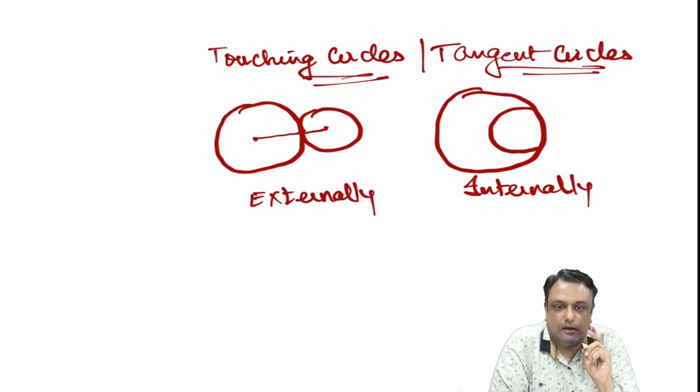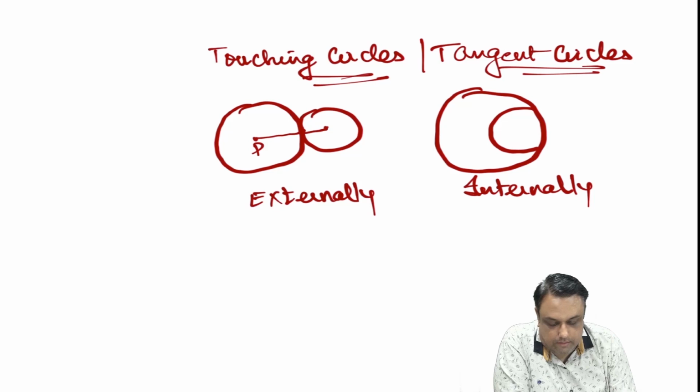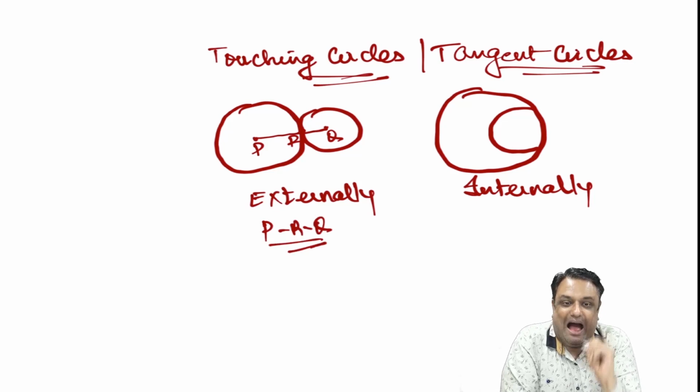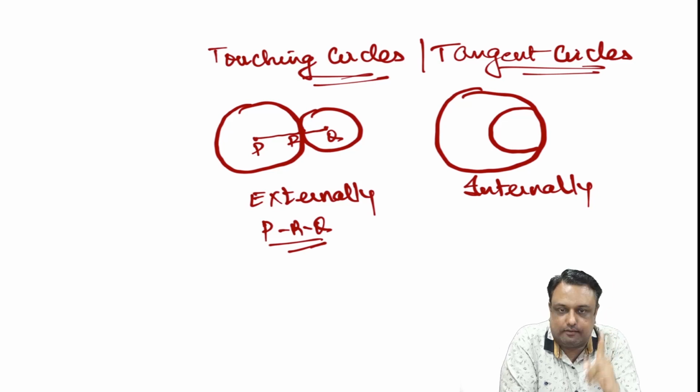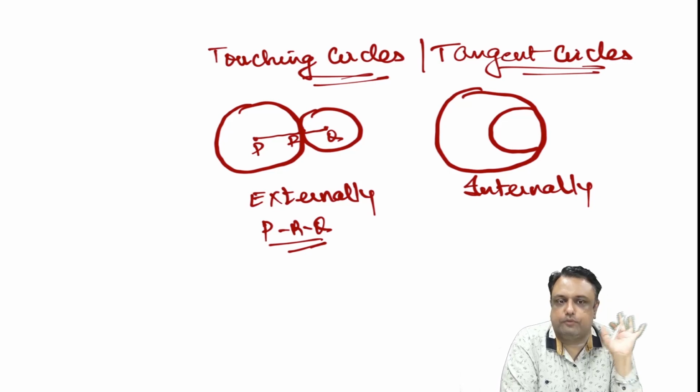Always remember the centers and the point of contact are always collinear. So suppose the center is point P, here it is Q, R is a common point, P-R-Q. The centers and the point of contact are always collinear for touching circles, whether externally or internally. Whenever two circles touch each other internally or externally, the centers and the point of contact are collinear.